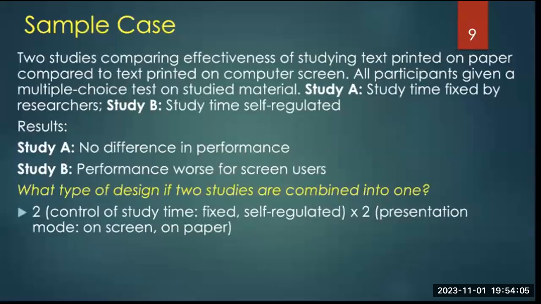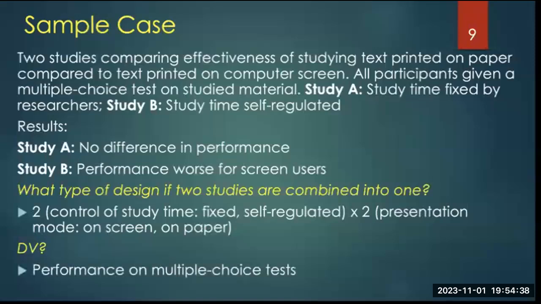And the way we usually pose it is that 2, and then we indicate the variable and the levels. Control of study time, and the levels are fixed or self-regulated. That's independent variable 1. Independent variable 2 is the modality, all right? Presentation mode. Levels are on screen or on paper. So this is one way that we represent a factorial design. The dependent variable, remember, is what we are measuring. So what are we measuring here? We're measuring how well they did on that test, right? So their performance on multiple choice tests.